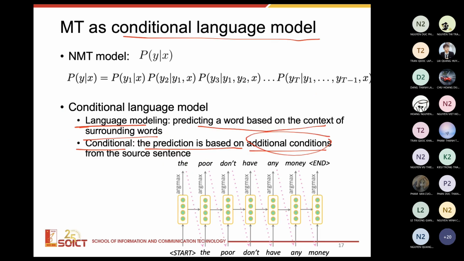Okay, so if you write the probability formulation, the probability of having y if we know x equals the probability of having the first token in the target sentence if we know x, and then the second token if we know x and we already generated the first token, and then the probability of the third token if we already generated the first and second tokens, and if we know the embedding of the input sentence, right? So this is a conditional language model. If we remove the conditioning part here, then we have a conventional language model, just predicting a word based on the context of previous words, right?